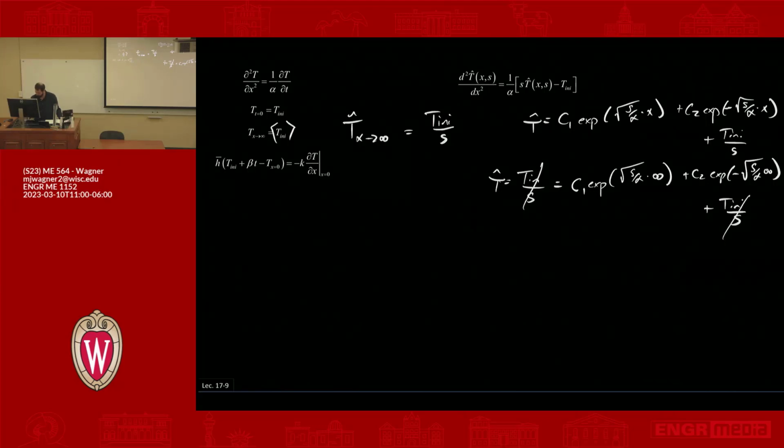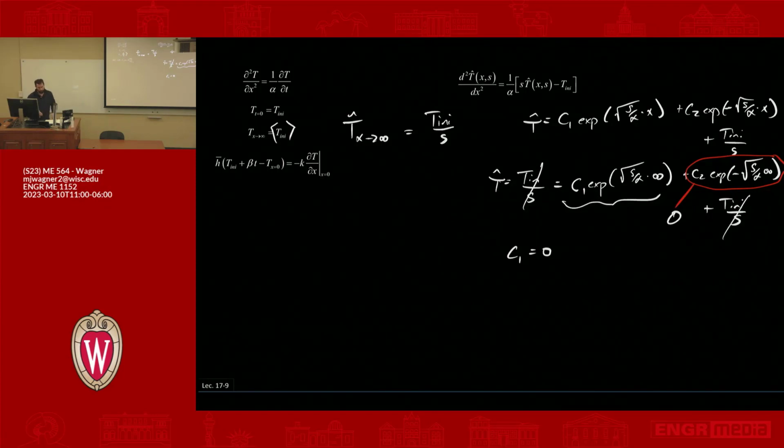Okay, so if you're following this, you'll see the T initial over S terms cancel out. In the second term, this one goes to 0, right? Exponential of minus infinity is 0. This term here does not go to 0. In fact, it blows up. So if we want a stable solution, or a finite solution, we have to say C1 is 0. So out of this, we get C1 is equal to 0.